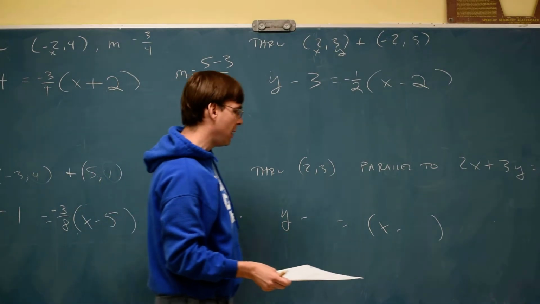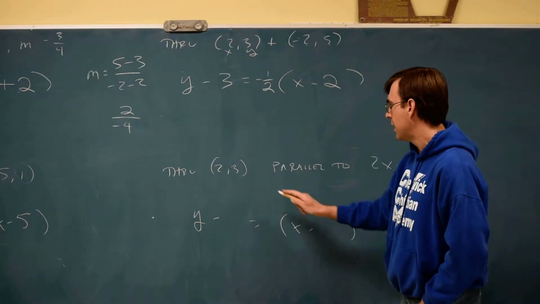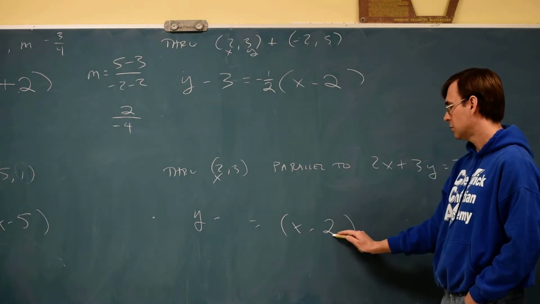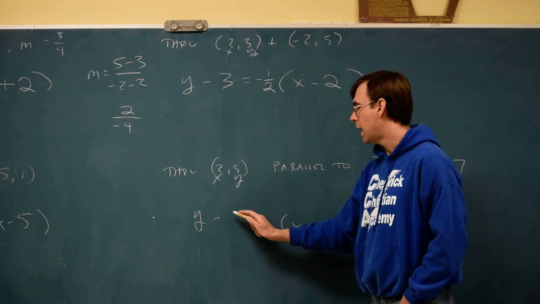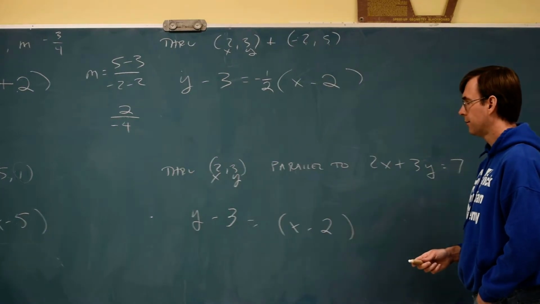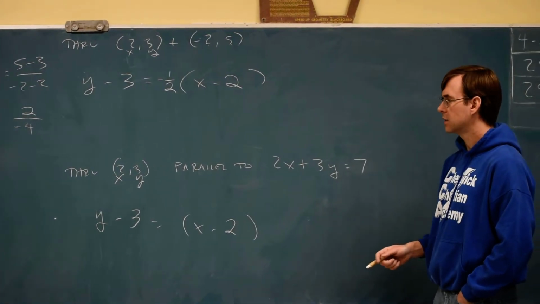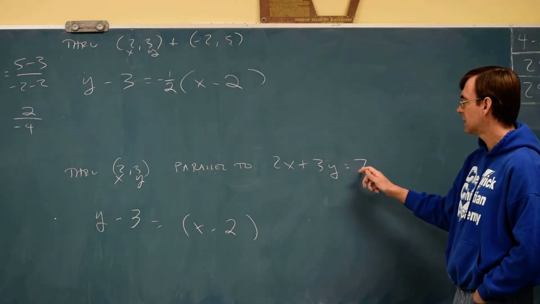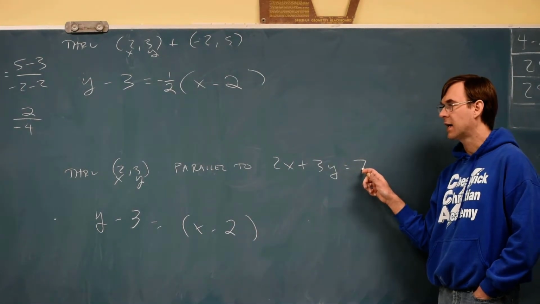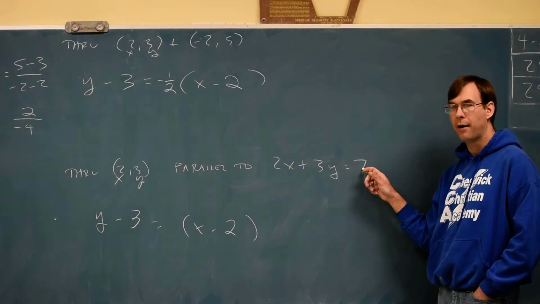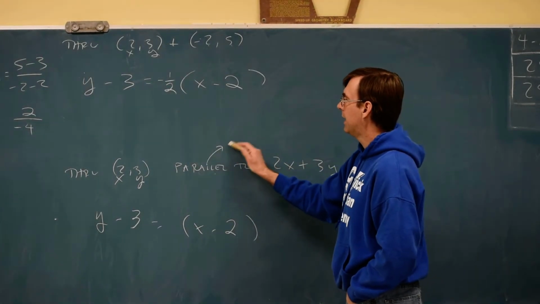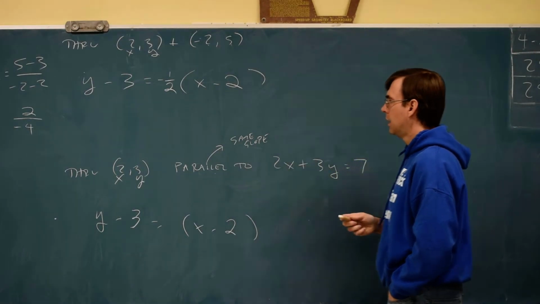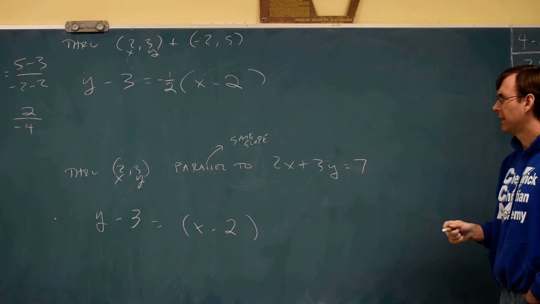The last problem I'm doing, we're going to go through the point 2, 3. So since this is an X, the 2 goes there. Since 3 is a Y, 3 goes there. But we're going to have to work a little bit at the slope. The instructions say to be parallel to this line. So we need to think back a couple lessons to what it meant to be parallel. Parallel meant same slope. I believe this is the one we did yesterday.